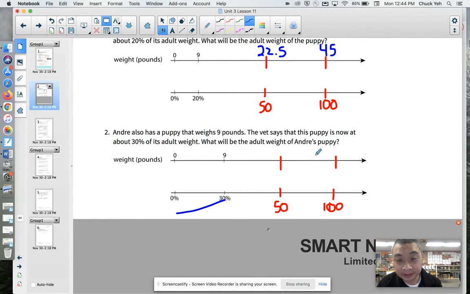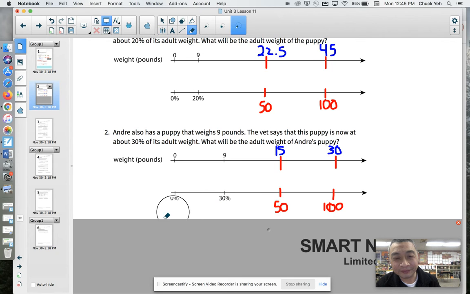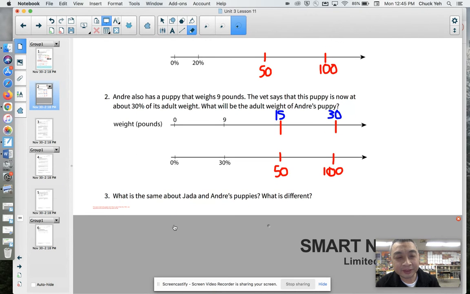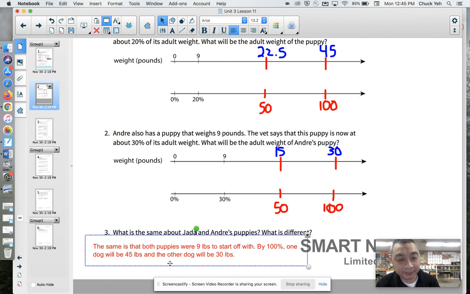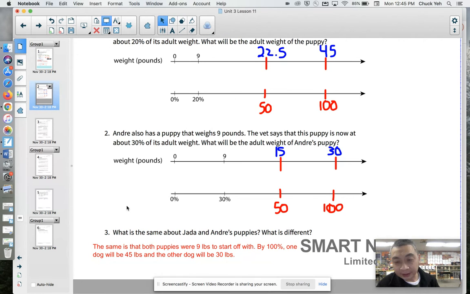So it's 30. And then half of that is 15. Sorry about that. I got a little confused there for a second. Okay. So 15 and 30. All right. What's the same about Jada's and Andre's puppies then? And what is different? So go ahead and pause it and find out. The same is that both puppies were 9 pounds to start off with. And by 100%, one dog will be 45 and the other dog will be 30. All right. So that's the difference and that's the same.